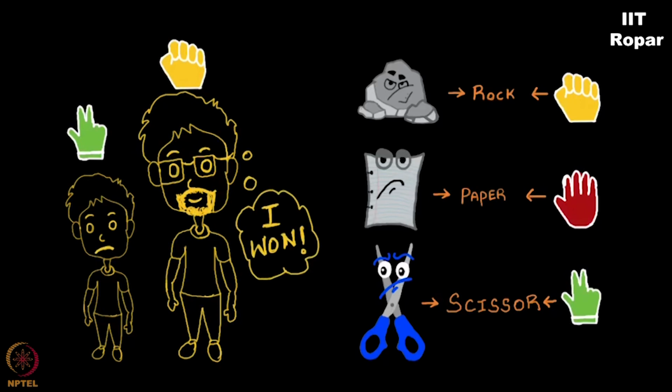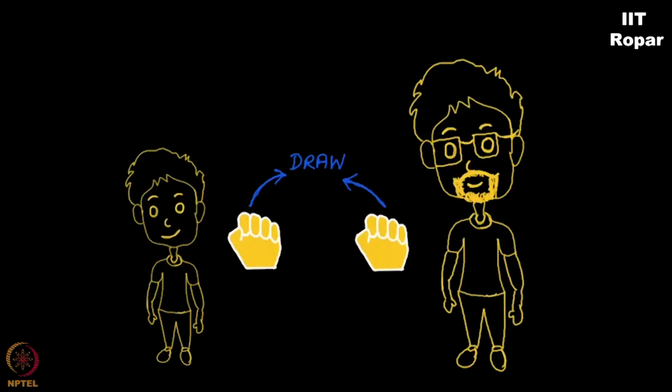As you see, there are several possibilities here. There is also a possibility of draw, please note. That is when both people choose the same item. Let me give you a few examples.